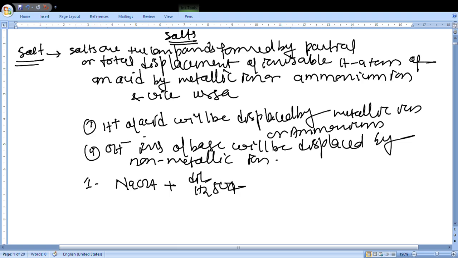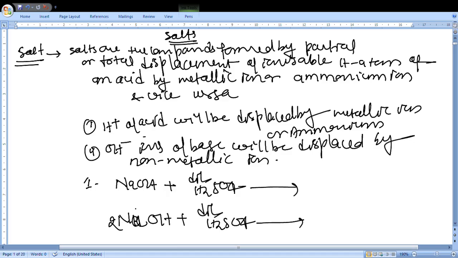and another example we are taking, 2NaOH plus dilute H2SO4. We are just taking these two, isn't it? Or Mg(OH)2 plus one molecule of dilute HCl. These we are going to take.